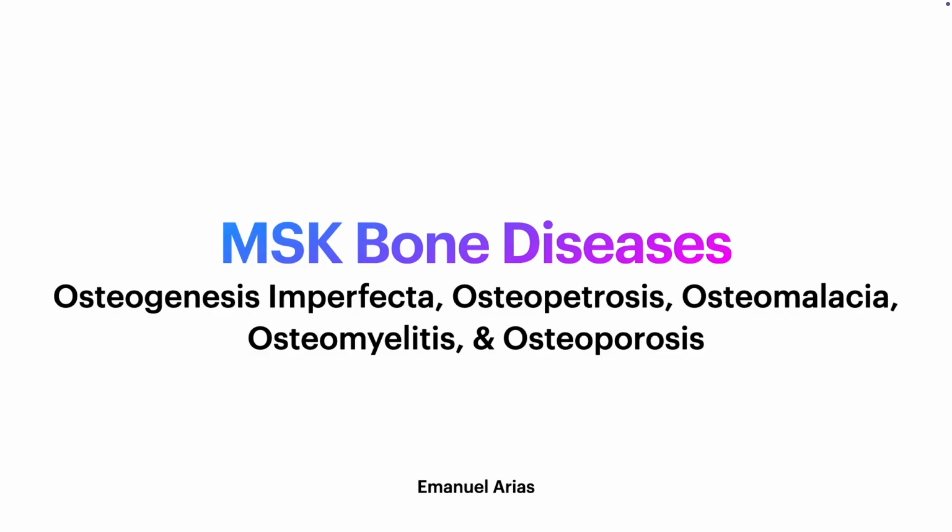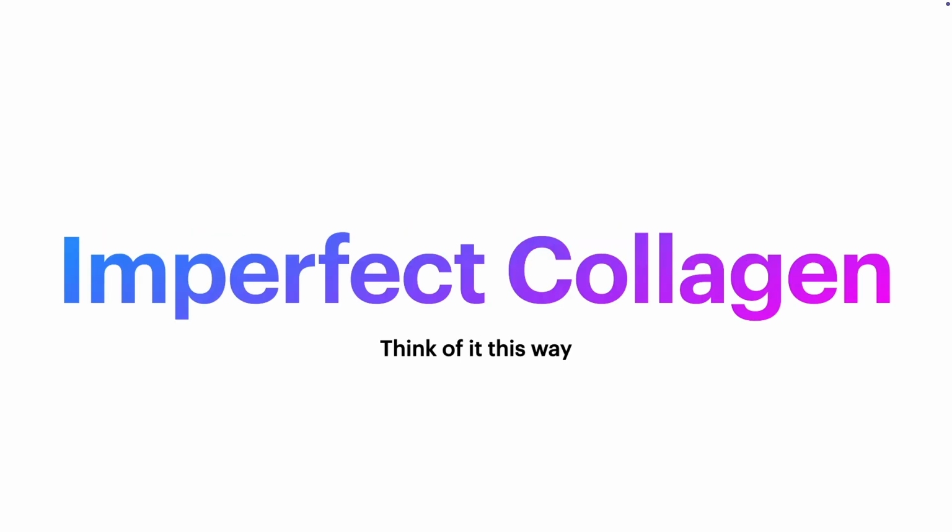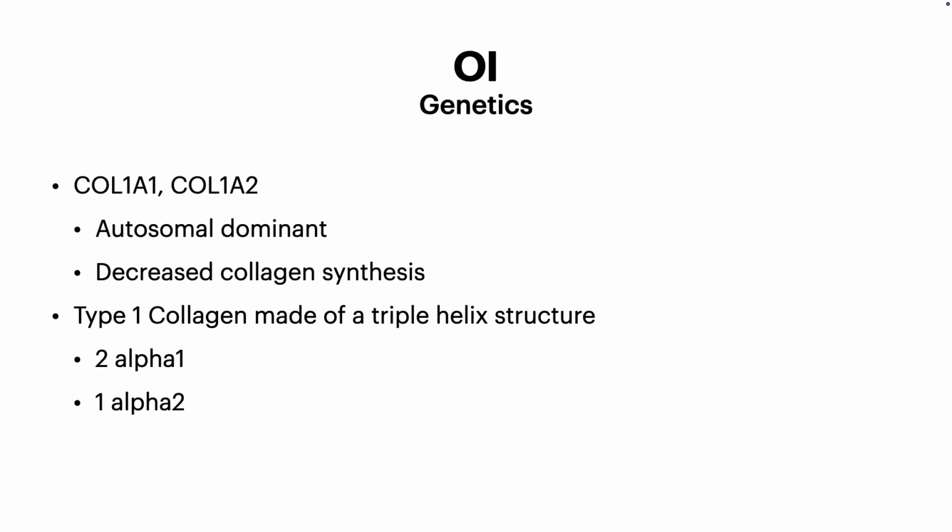So I want to start off with osteogenesis imperfecta. For this one, I think about imperfect because it's in the name. So I think of imperfect collagen. So osteogenesis imperfecta is an issue of imperfect collagen. And this is essentially what's going on here. So it's genetic.